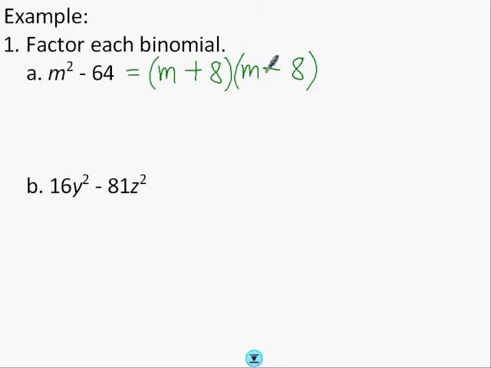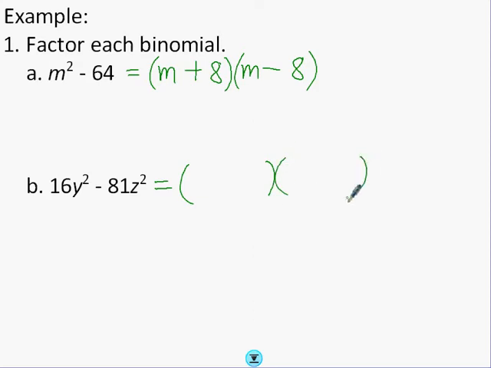Part b is a little more complicated, but we'll see that it's still a difference of squares. A difference, meaning we have a minus sign, and let's see if these are perfect squares. 16 is 4 squared, and y squared is y squared. 81 is 9 squared, and z squared is z squared. So we can factor this as the difference of squares.